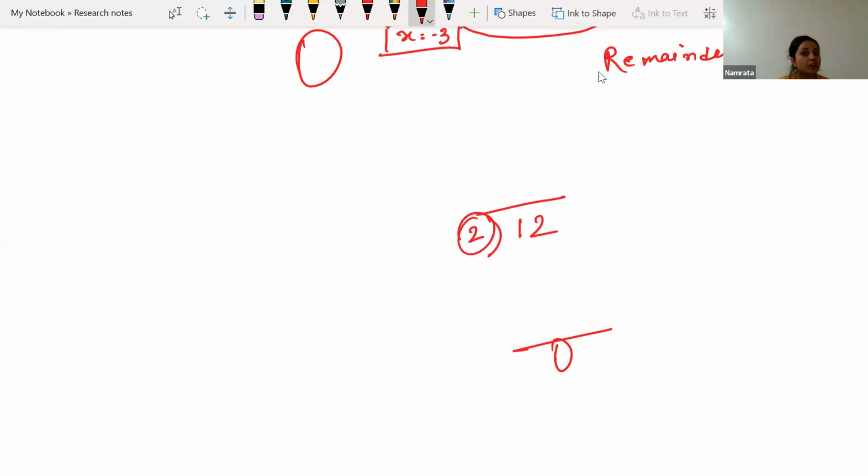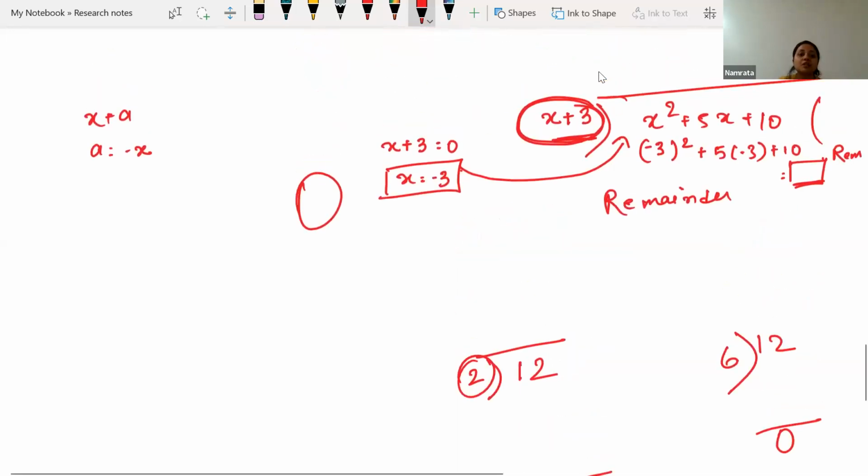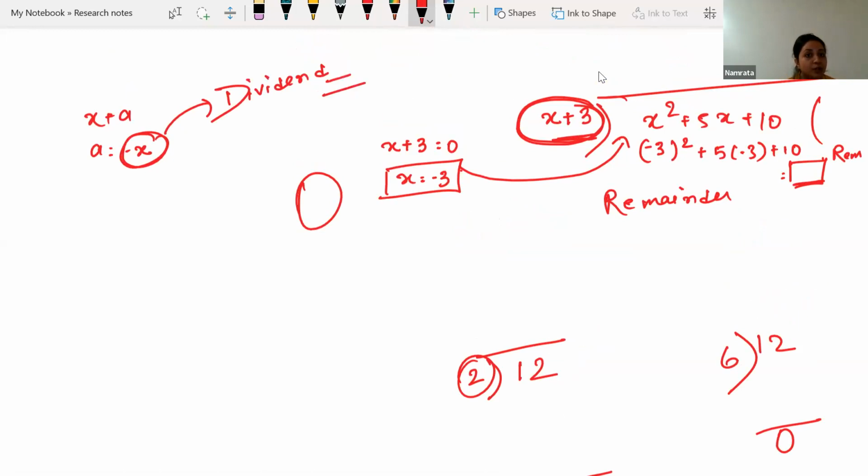Because yes, 2 is a factor of 12. If we divide 12 by 6, the remainder will be 0. Why? Because 6 is a factor of 12. So factor means what? Remainder will be 0. That means when we substitute this value in our dividend, our outcome has to be 0. That's why we are comparing it with 0.